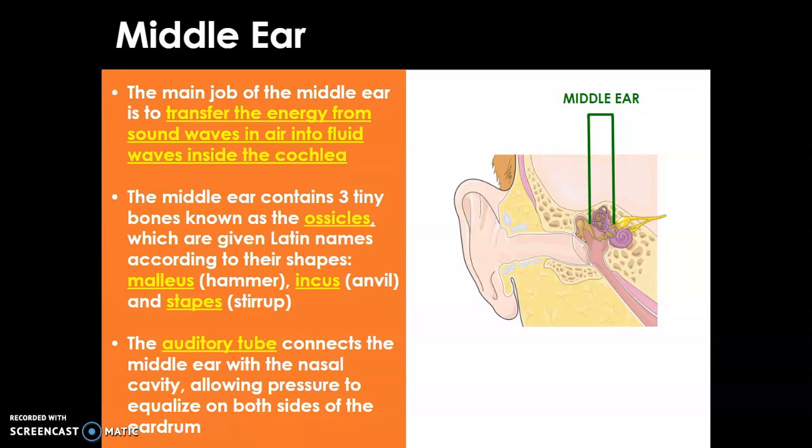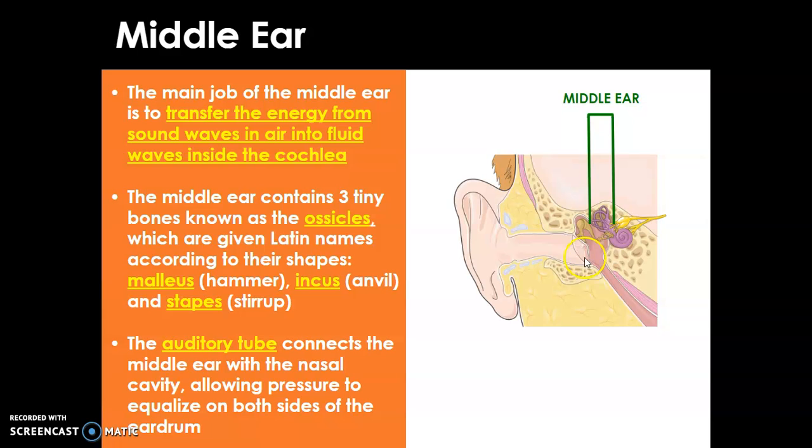into fluid waves. So it's going to move that vibration, that sound wave that hit the eardrum, and it caused vibrations. It's going to convert that into something called fluid waves. It's just movement, vibrations through a fluid. And that's going to happen here in the cochlea. But that middle ear's main job is that transfer.